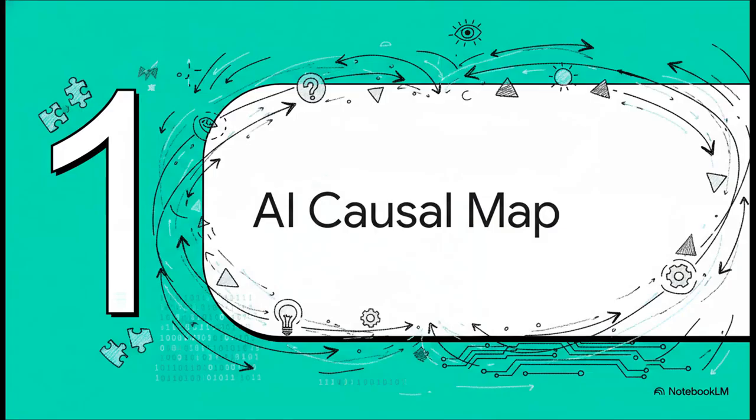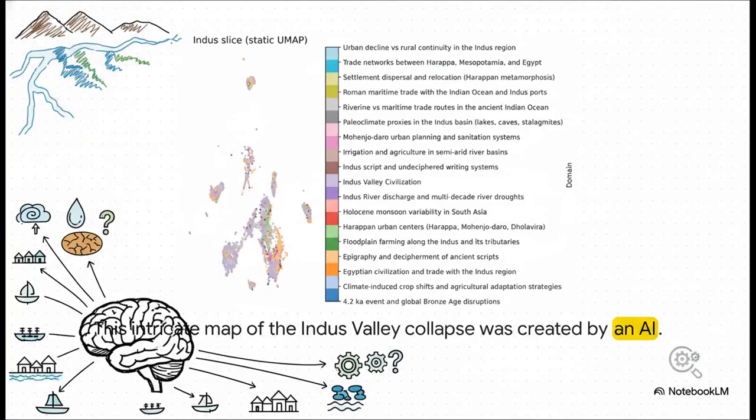Let's get into it. So we're gonna start with a bit of a mystery here. We're looking at an artifact, something created by an AI that, honestly, at first glance, seems totally impossible. Okay, take a look at this. This map lays out the collapse of the Indus Valley civilization from 5,000 years ago. But this isn't just a summary, it's a causal map. It's plotting the relationships between things like climate change, river droughts, and shifting trade networks.